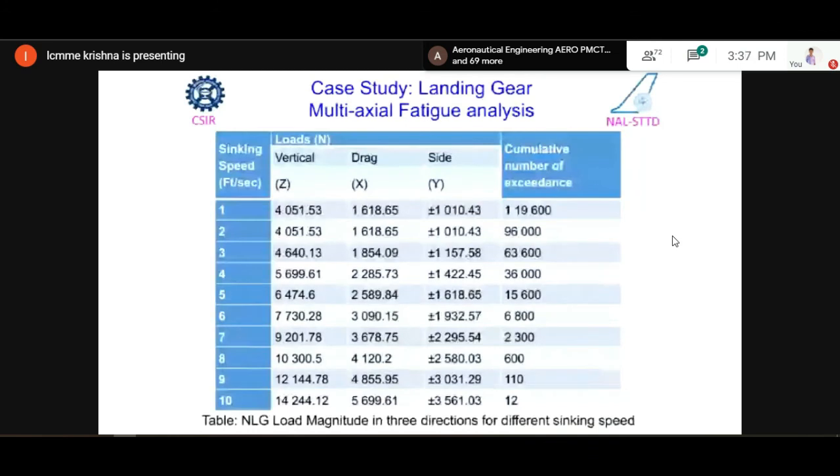Coming to the multi-axial case, where we have all 3 types of load occurring simultaneously, and we also have their cumulative number of occurrences. This is a multi-axial state of fatigue analysis, where the nose landing gear is subjected to loads in 3 directions for different sink speeds. Sink speed is in feet per second, given in the first column.